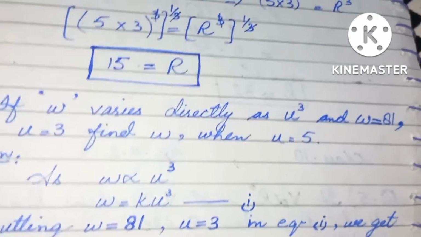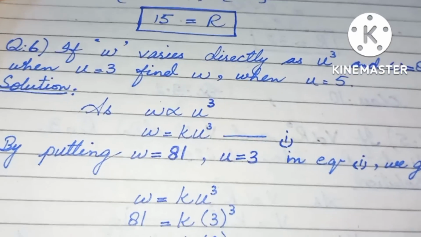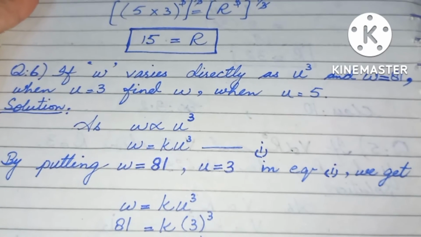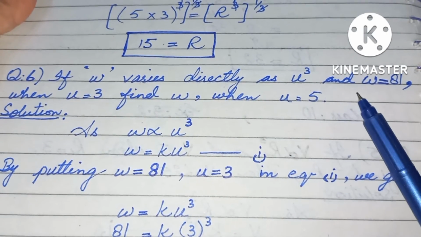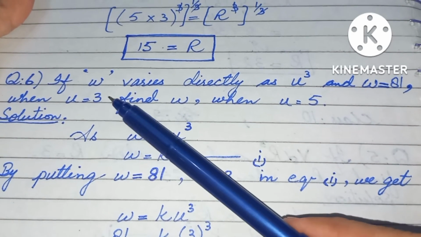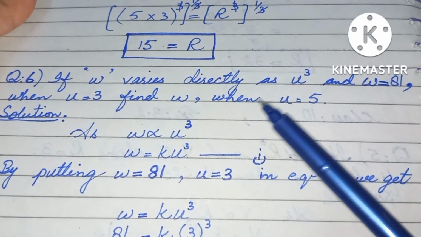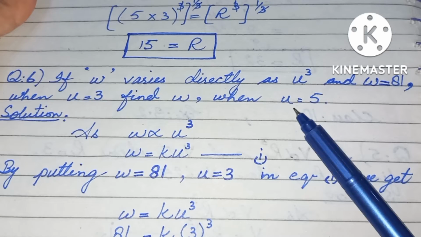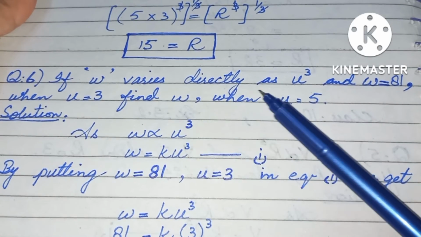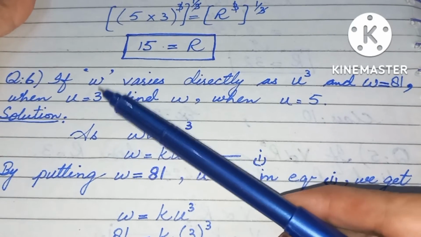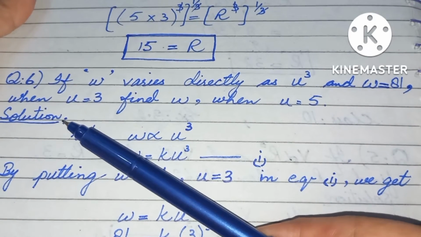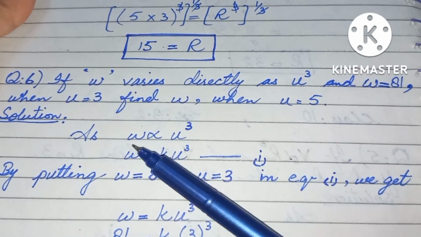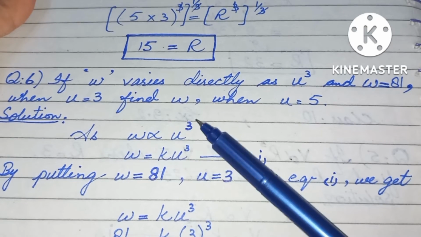Now we will start question number 6. This question is also very important. Question number 6 is W varies directly as U cube and W equals to 81 when U equals to 3. Find W when U equals to 5. Similarly, we have a condition at the start of this question, W varies directly as U cube. Start this solution. W varies directly, so W proportional U cube.